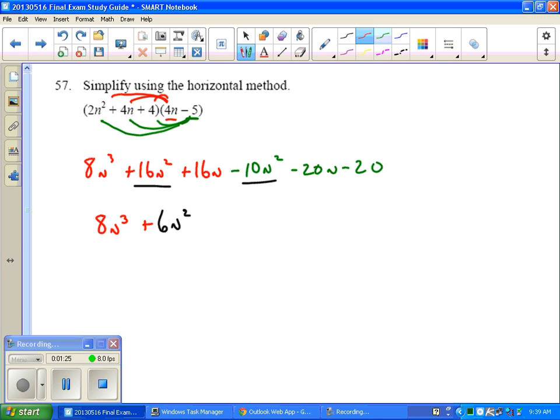The other ones that can be combined are your n to the first powers. 16n minus 20n is minus 4n. Then the last thing that's up there is the constant term. It's not going to be combined with anything, minus 20.